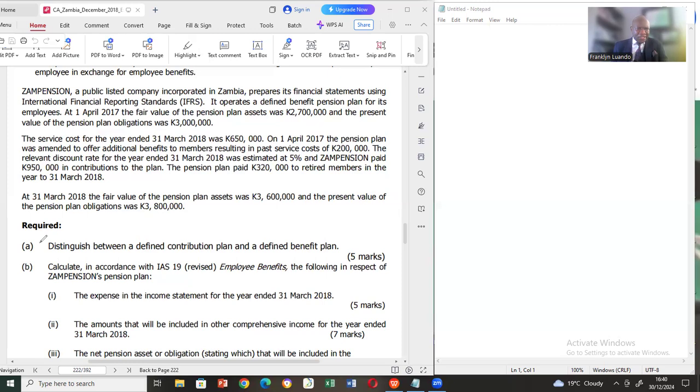The relevant discount rate for the year ended 31 March 2018 was estimated at 5%. And ZAM pension paid 950 in contributions to the plan. The pension plan paid 350 to retired members in the year to 31st March 2018. Are we together there?